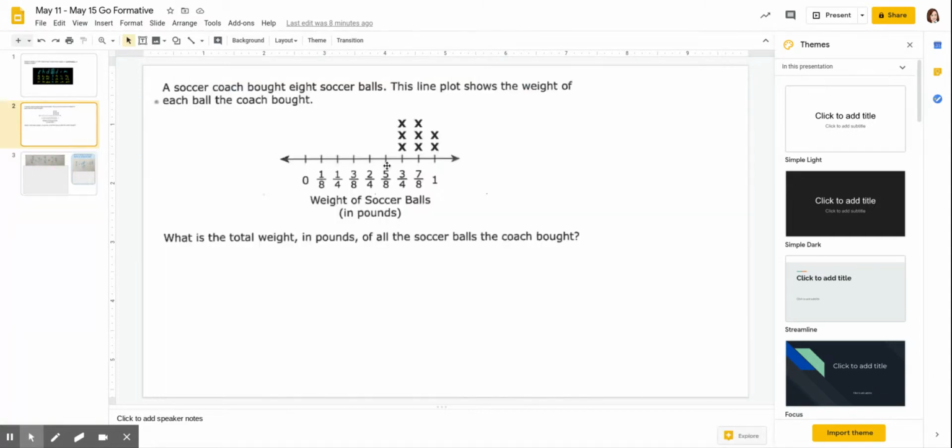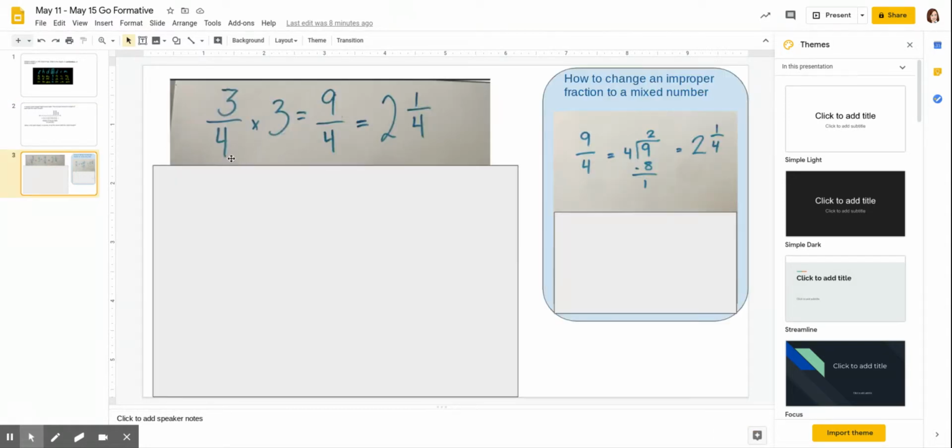So for this one, the first thing I'm going to do is figure out what is the total weight of all the soccer balls that weigh 3/4 pound. There are 3 soccer balls that weigh 3/4 pounds, so you can use repeated addition or multiplication to figure out how much they weigh all together. So down here, I wrote 3/4 times 3, or 3 groups of 3/4, equals 9/4.